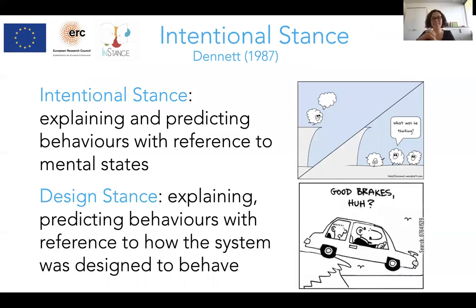We took Daniel Dennett's exact formulations, and the idea that people adopt the intentional stance when they explain and predict behaviors with reference to mental states, and on the contrary, the design stance when we predict the behavior of others with reference to how the system was designed to behave.